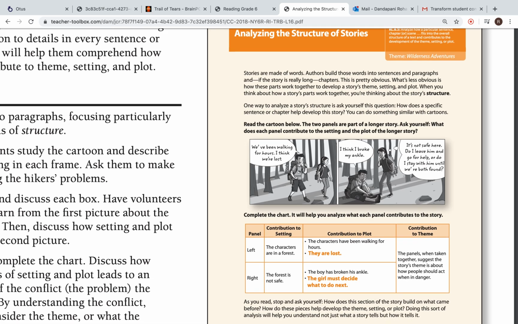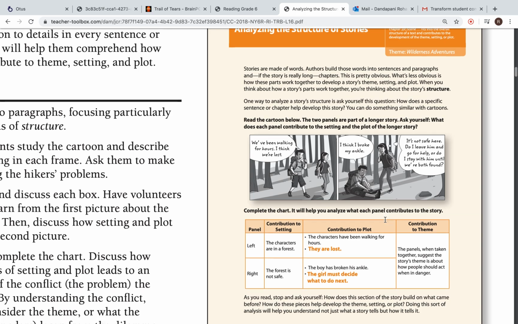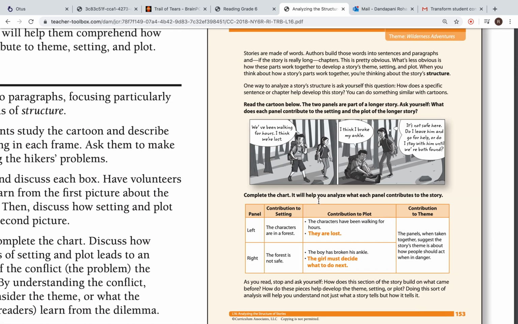So, here we have a boy. He says, "We've been walking for hours. I think we're lost." Then in the next panel, he says, "I think I broke my ankle." So she's thinking, it's not safe here. Do I leave him and go for help? Or do I stay with him until we're both found? So now let's look at this chart below. And it's going to help us analyze what each of these panels contributes to the whole story, right?